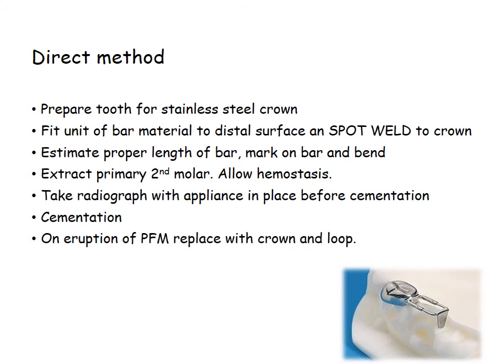So extract the primary second molar and allow hemostasis to occur. Then you need to take a radiograph with the appliance in place. Once the spot welding is done, you place the appliance into the extraction space and take a radiograph before cementation. Then if the appliance is in the correct place, you do the cementation, and on eruption of the permanent first molars, it is replaced with the crown and loop appliance.